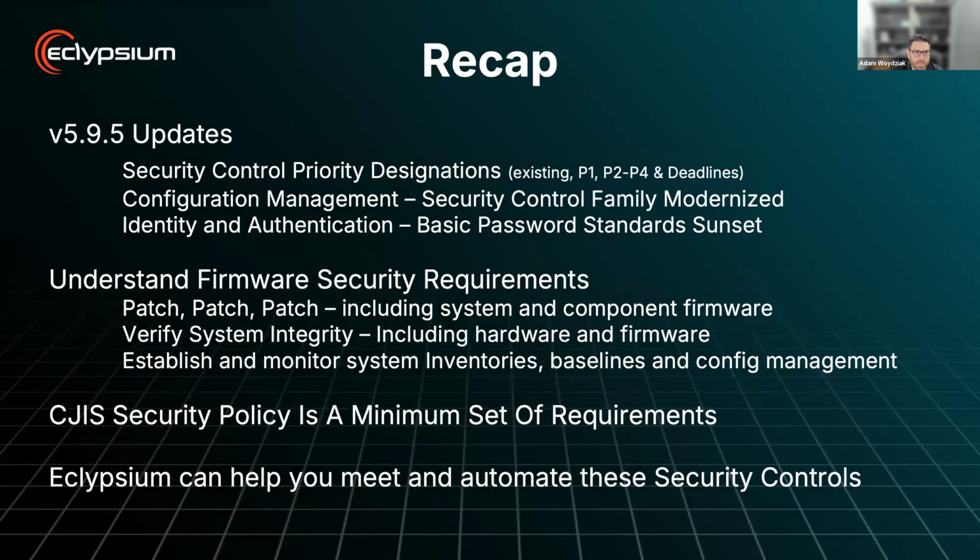So just to recap real fast, we talked about a little bit of the updates in version 5.9.5. There's not a significant number of updates, so we drilled into some other things, but they are the priority designations. Again, that existing P1, October 1st, 2024, and then P2, P3, and P4, you really have until October of 2027. We talked a little bit about configuration management and the security control family being modernized there.